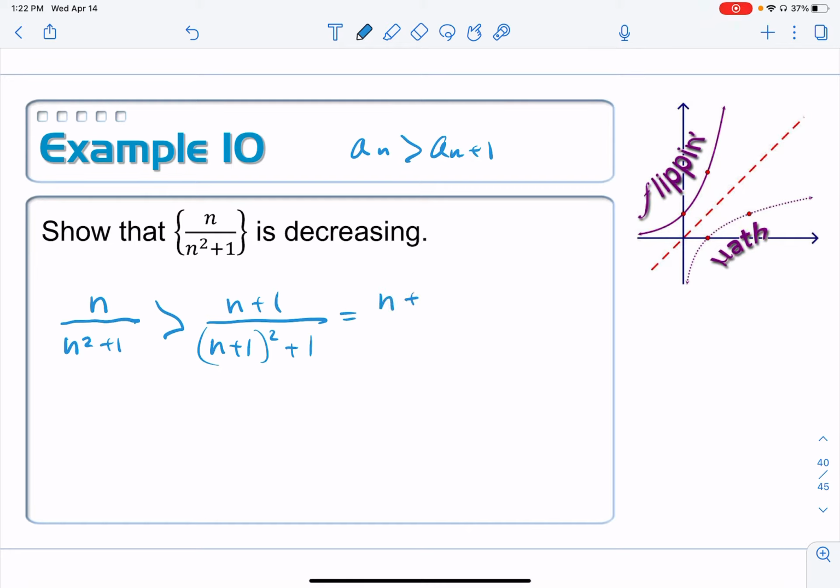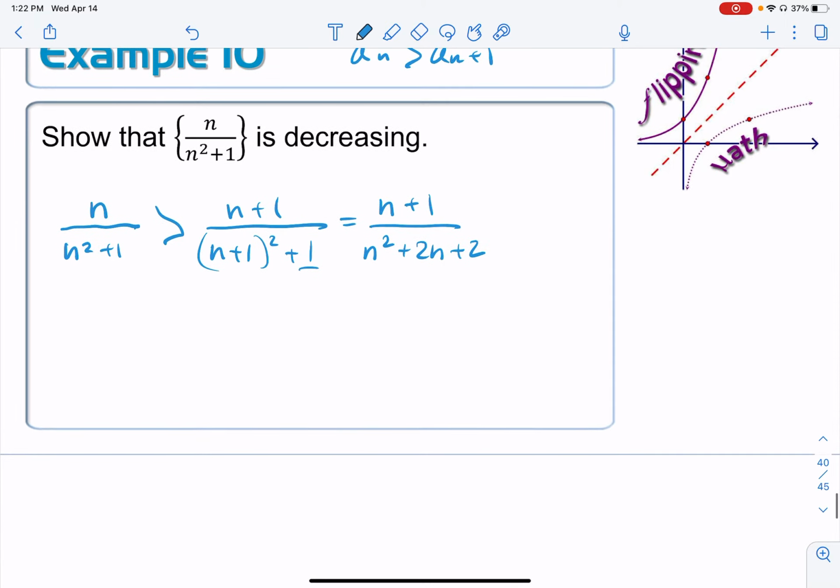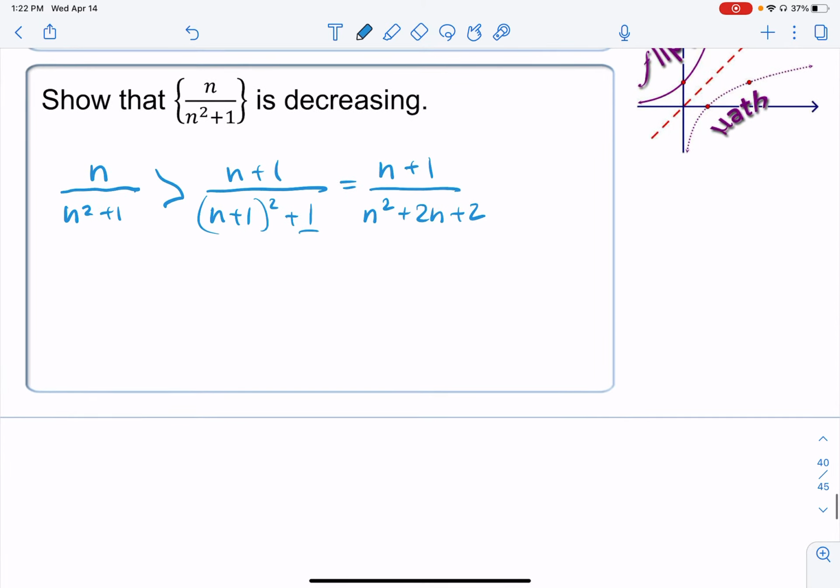Going to carry over the n plus 1 on the top, and then expand out the bottom as n squared plus 2n plus 1, but there's already 1 out here, so I'll combine that up and make it 2. So maybe for the purposes of clarity, I just rewrite this as n over n squared plus 1 greater than n plus 1 over n squared plus 2n plus 2.